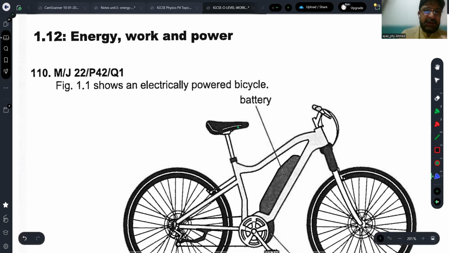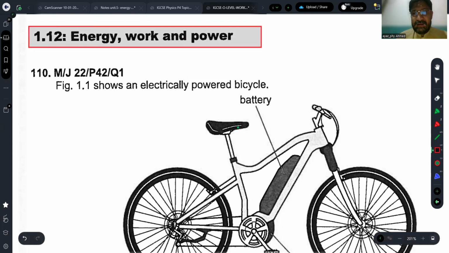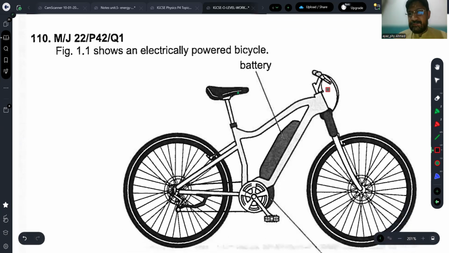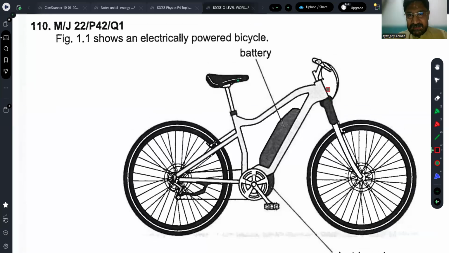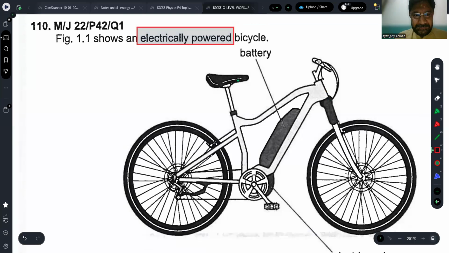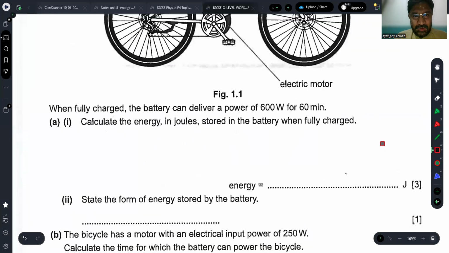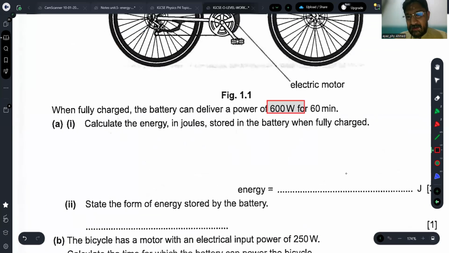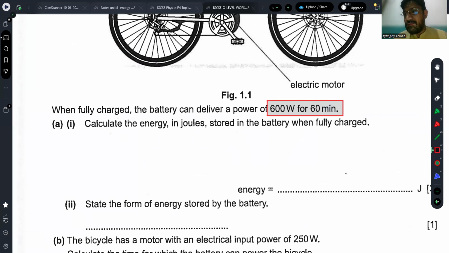This is a worksheet, section 1.12, in which we are talking about work, energy, power, efficiency, and transfer of energy, or forms of energies or energy resources and all that stuff. So here, question number 1 shows an electrically powered bicycle, which when fully charged by the battery can deliver a power of 600 watt for 60 minutes. Calculate the energy in joules stored in the battery when it is fully charged.